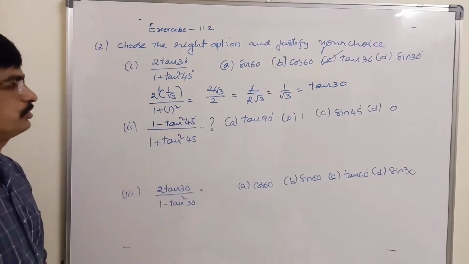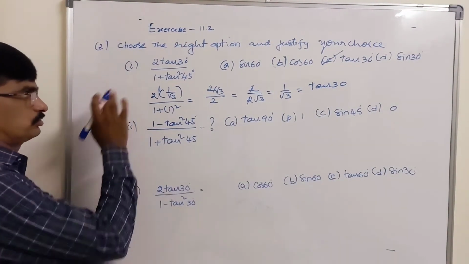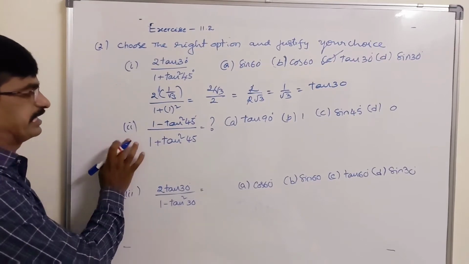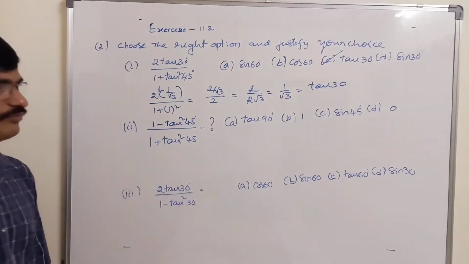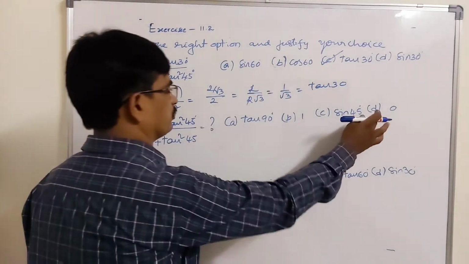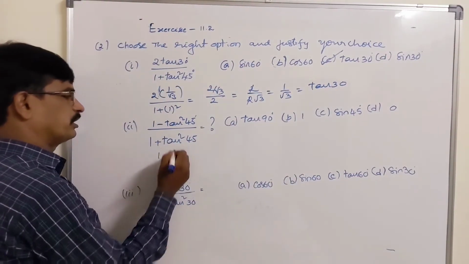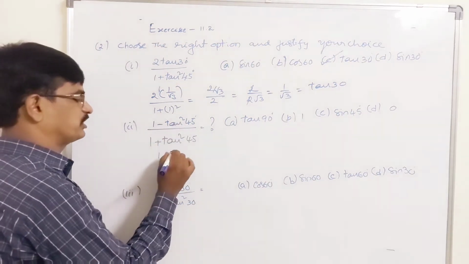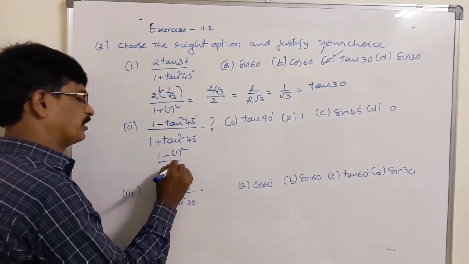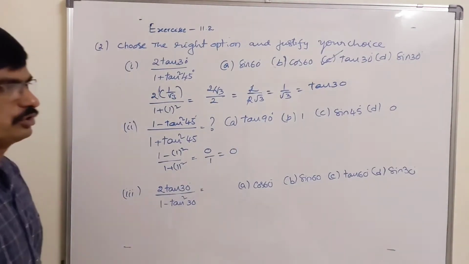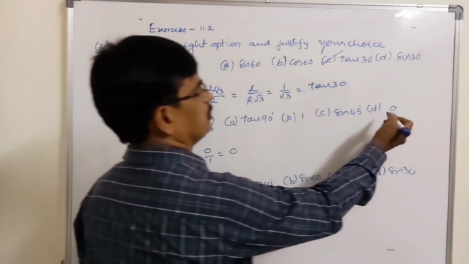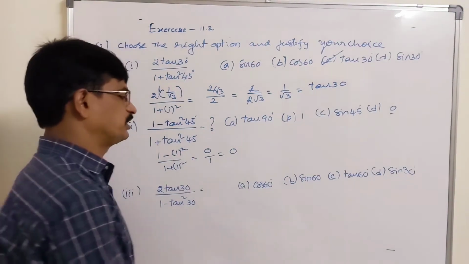Now the second question, choose the right option. In that second question: 1 minus tan square 45 by 1 plus tan square 45. Here the 4 options are given. So now replace the values. 1 minus tan square 45 means 1 minus 1 square, by 1 plus 1 square, that is 0 by 2, which is equal to 0. So when we get 0, the answer is option D.